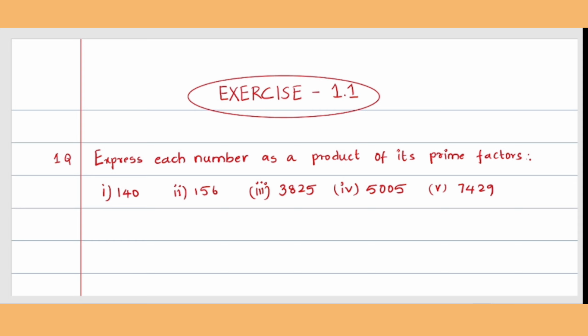Prime factorization is all about breaking down a number into its prime factors. Prime factors are prime numbers that multiply together to give the original number. So we start by dividing the number by the smallest prime and keep going until it is broken down completely. Here we have 5 numbers to factorize today: 140, 156, 3825, 5005 and 7429.